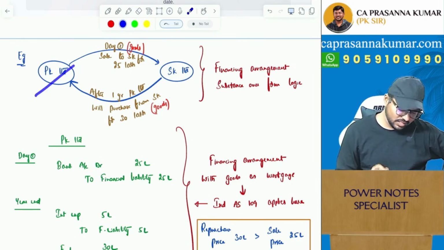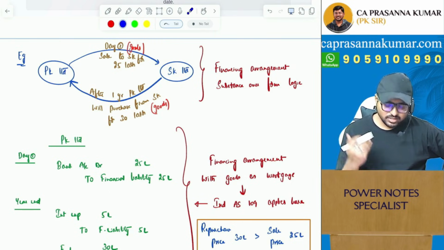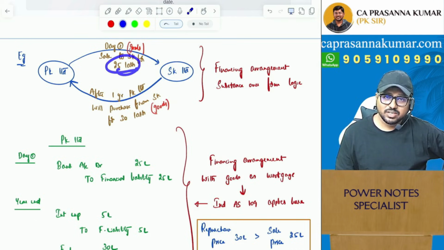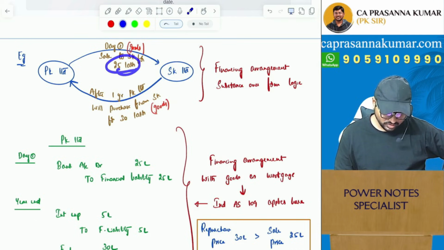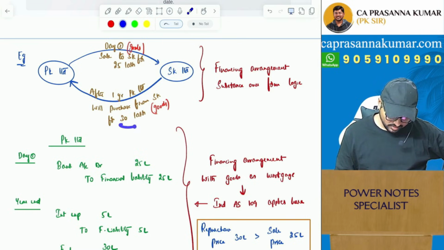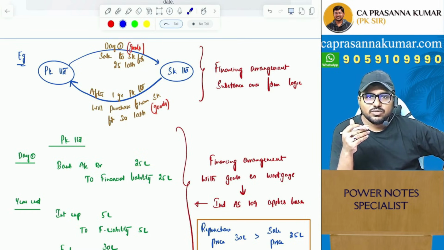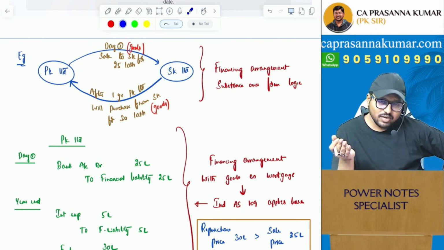Who will recognize? PK Limited. Naturally, because it will get the revenue. However, there is a problem. After 1 year, PK Limited will purchase from SK the same goods which earlier it has sold for 25 lakhs. Now it will again buy back for 30 lakhs. The same goods. Now why to eventually sell and why to buy again?